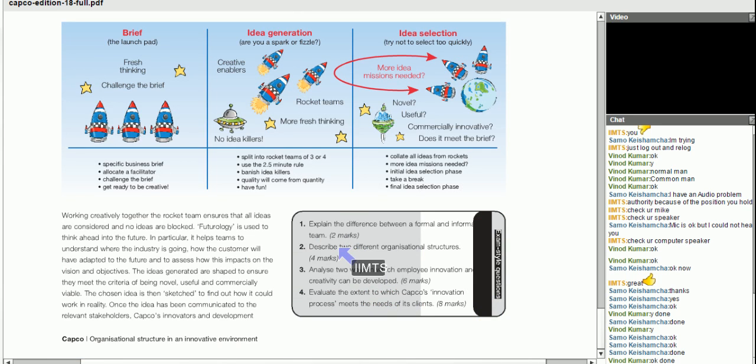Now, can you just answer this one? Explain the difference between a formal and an informal team. Formal and informal team.